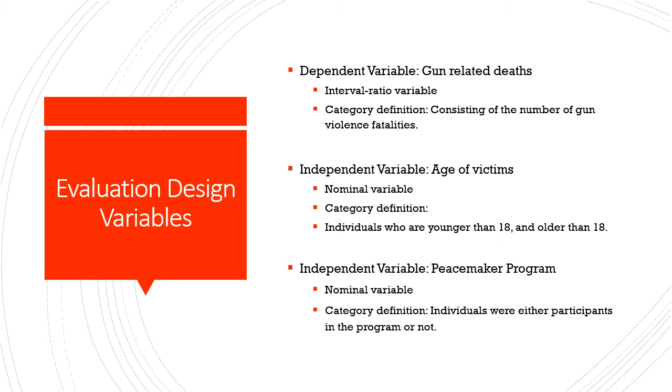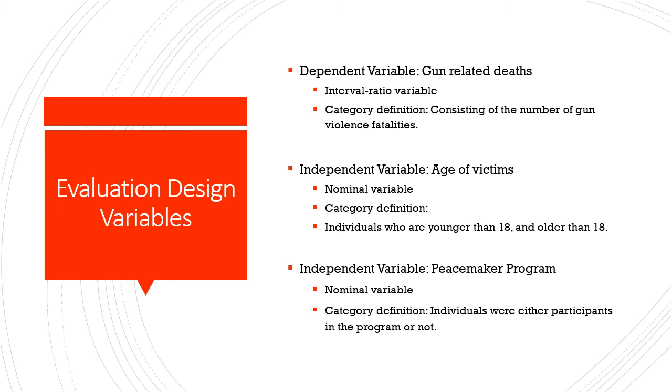The independent variables, starting with the age of victims, is a nominal variable because the data is split into different categories, but it's just a comparison, and there's no ranking among the different categories. It's just individuals who are younger than 18 and then those who are older than 18.